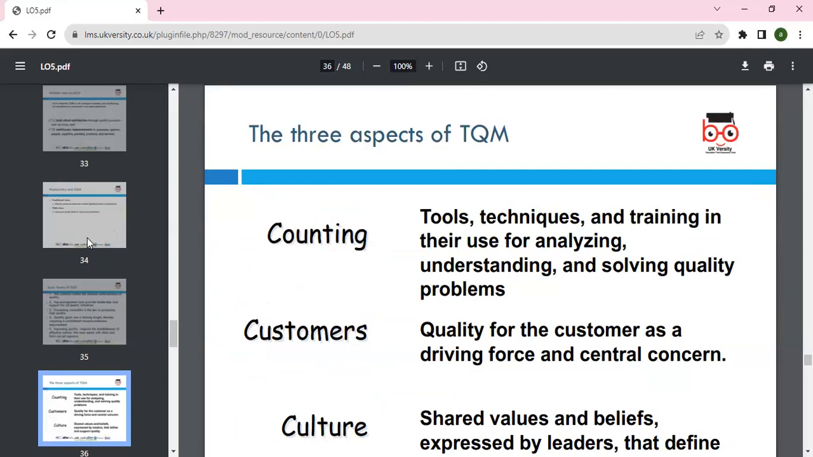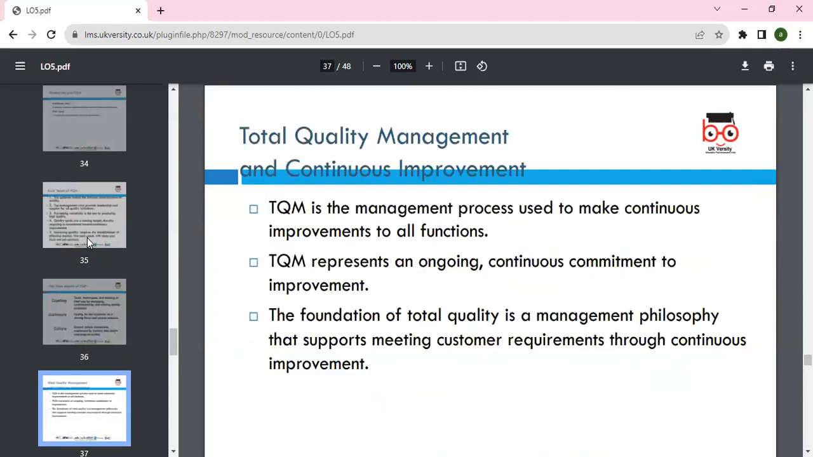Culture means norms, values. Total quality management and continuous improvement, which we'll carry on doing regularly. So we carry on doing it in the HR CPD. So what is the CPD? It's called continuous professional development. You are updating your skills and knowledge because we can become outdated.